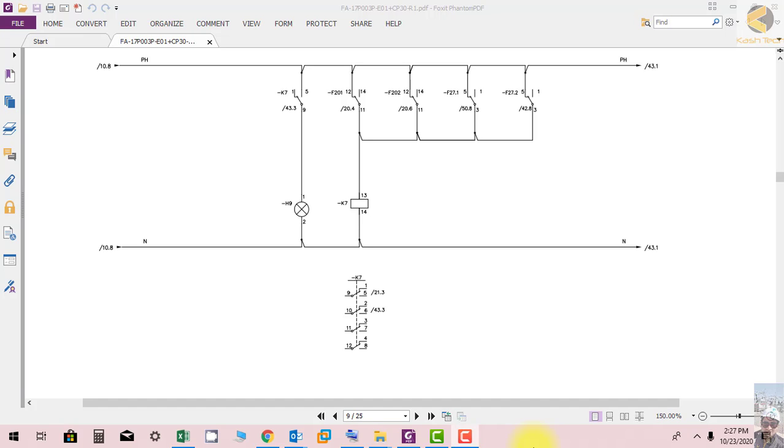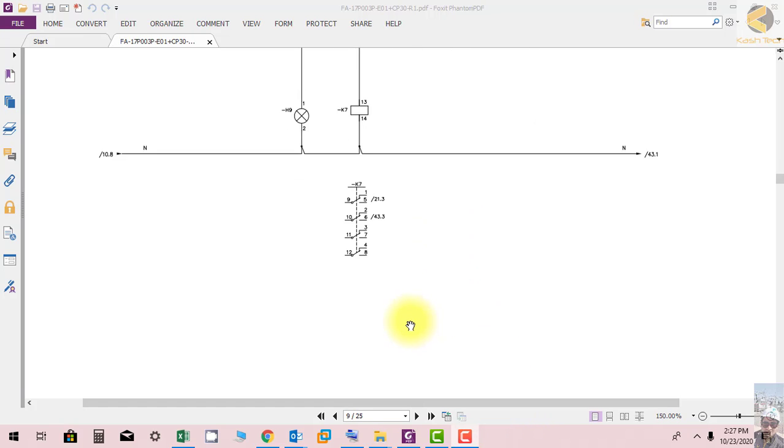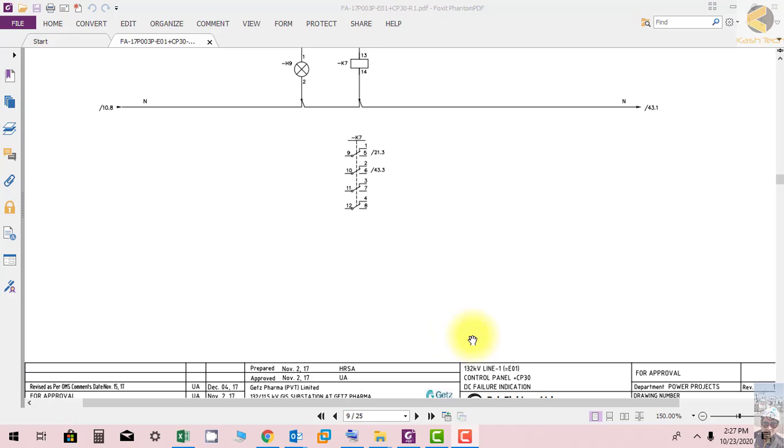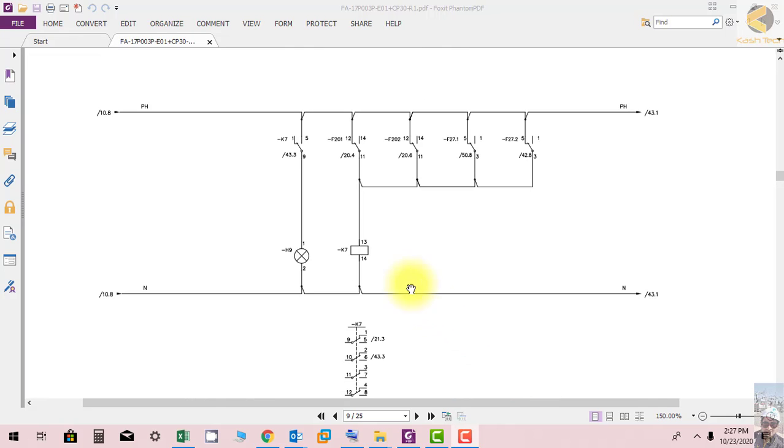Welcome friends, this typical sheet is related to DC failure indication, and here you can see four auxiliary contacts are used. Two auxiliary contacts are coming from MCB F201 and F202. So two MCBs are used, and if any of the MCBs is tripped or switched off, K7 will pick up.